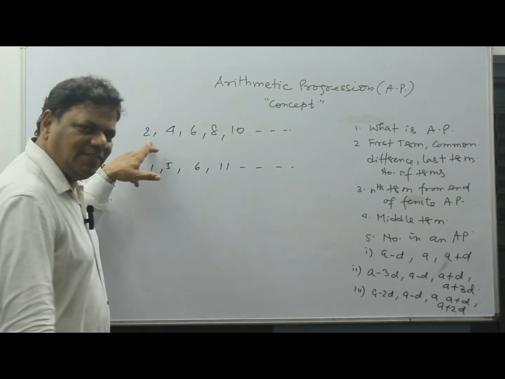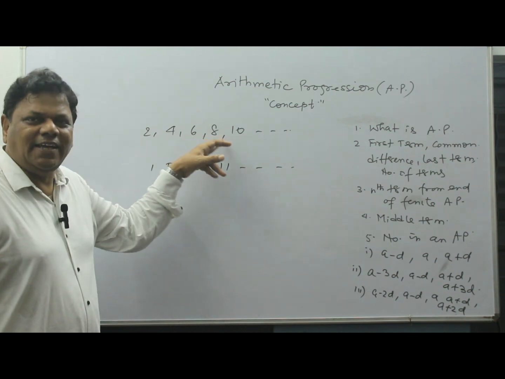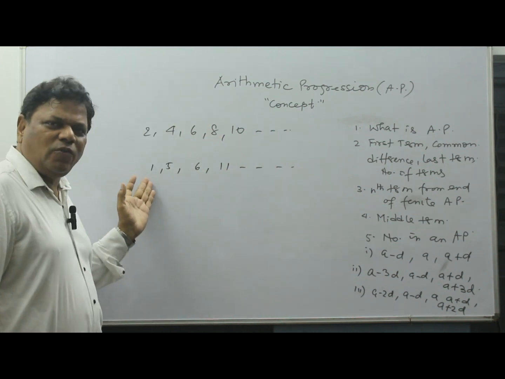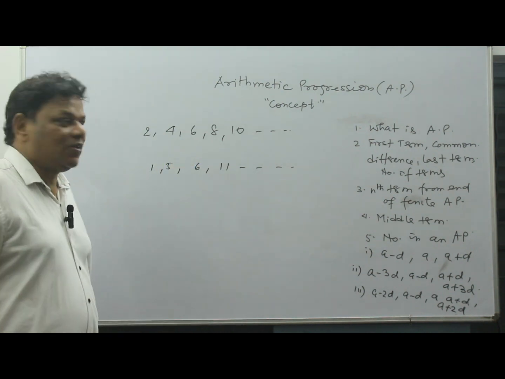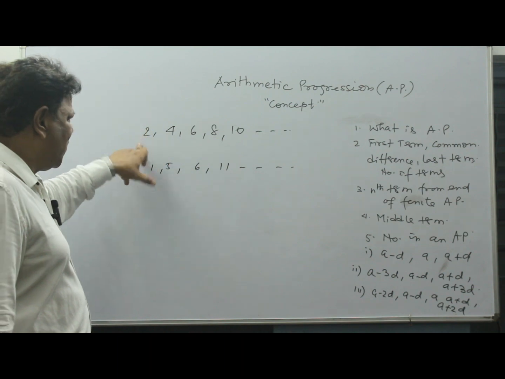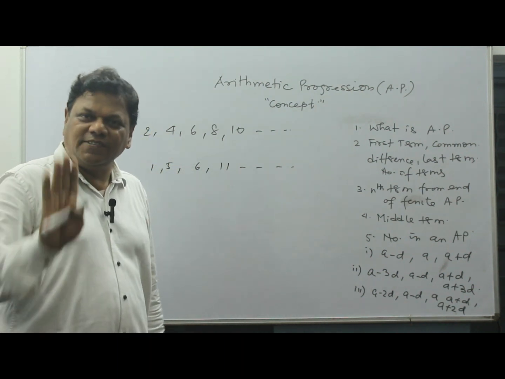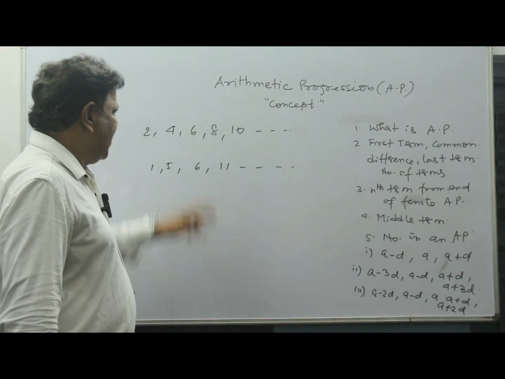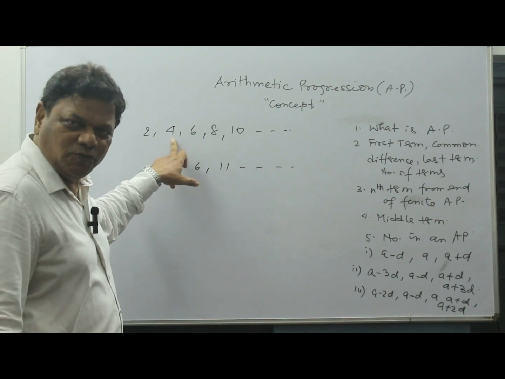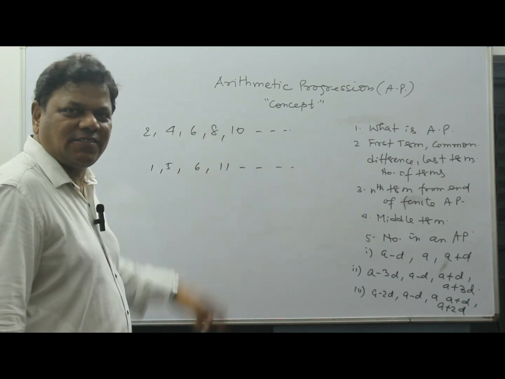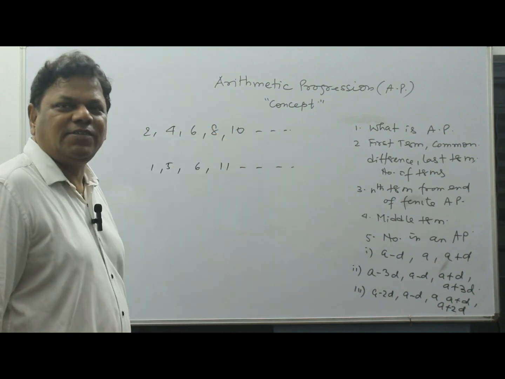Now see here, first term what is here? 2. Second term? 4. Third term 6, then 8. Here what is the first term? 1. And second term? 5. Then 6, then 11. Now the second minus first: what is coming? 4 minus 2, difference is 2. 6 minus 4, what is the difference? 2. 8 minus 6, what is the difference? 2. 10 minus 8, what is the difference? 2.